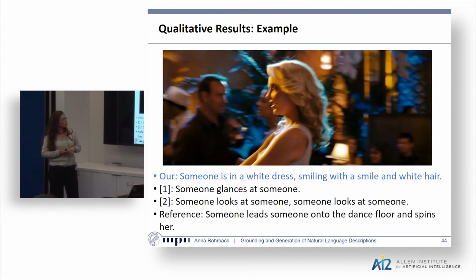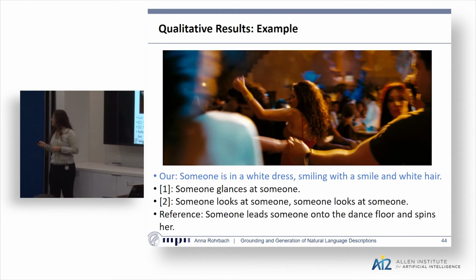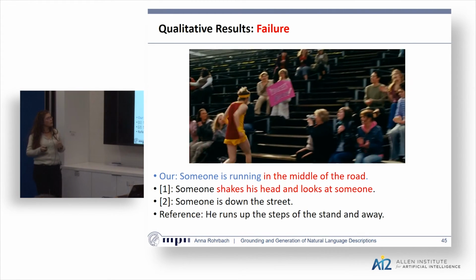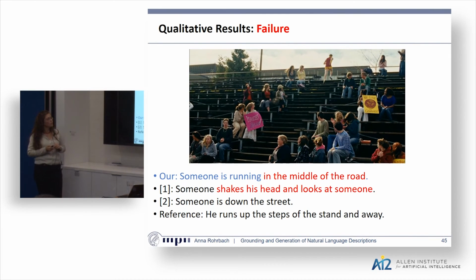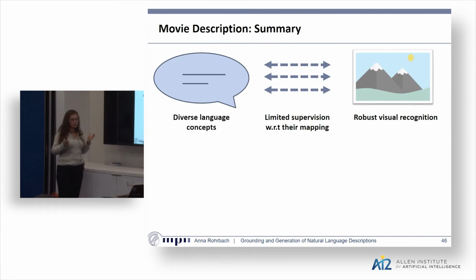Someone is in a white dress, smiling with white hair. Sort of relevant. And some failures can be, for example, we fail to recognize the scene in this case, while we get the action right. So basically, to summarize this part, we defined these three challenges on the language side, on the visual side, and on the combination of both.